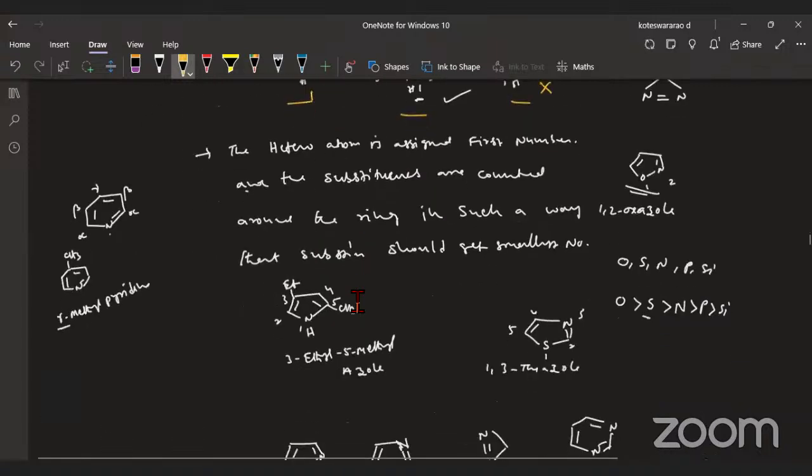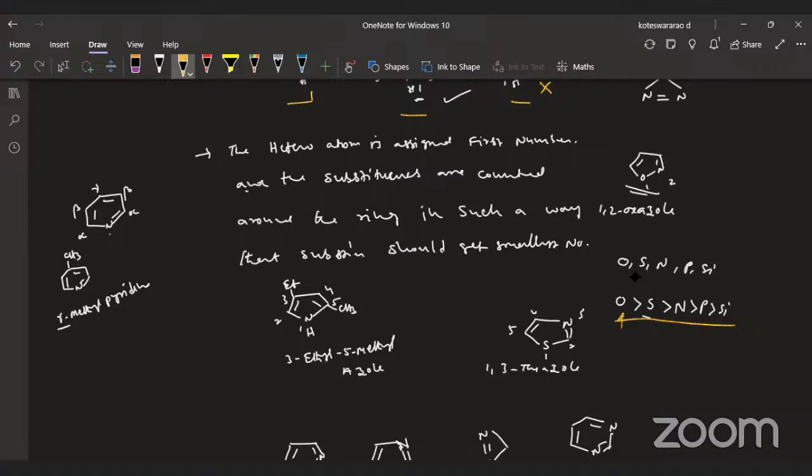Next, the heteroatom is assigned the first number, and for achieving the lesser numbers for the substituents, you need to continue the numbering. Like if a heteroatom is there, first you give the first number to the heteroatom, then continue the numbering. Whenever you are giving the number, we need to follow this priority. Suppose more than one heteroatom is present, you need to give the numbering like this. First, oxygen gets the highest priority, then sulfur, then nitrogen, then phosphorus, and the silicon. Right? What does it indicate here?